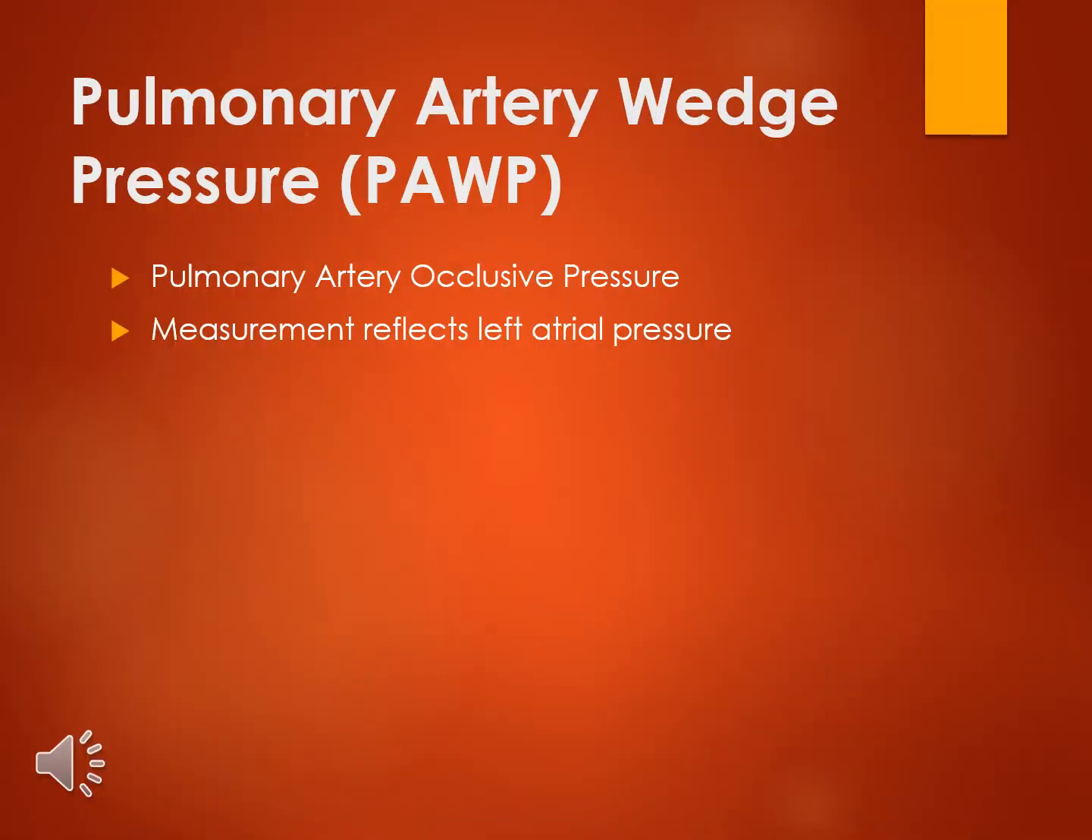Pulmonary artery wedge pressure is also known as pulmonary artery occlusive pressure. This is a measurement that reflects left atrial pressures. And like I mentioned earlier, the doctor, anesthesiologist, or CRNAs will be the one that check these pressures. A balloon is blown up inside the pulmonary artery. That balloon is kind of like a balloon that's on a Foley catheter, but it is on the pulmonary artery catheter, or the Swan-Ganz, and it will actually measure the pressures of the left atrium.